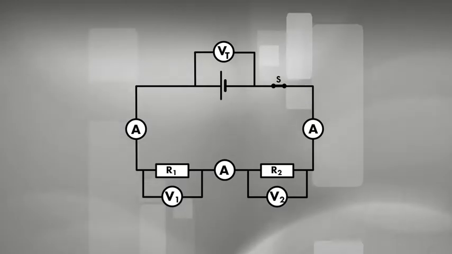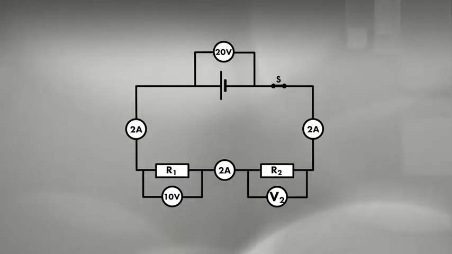When the switch is closed, the reading on the ammeter is 2 amps. That tells us that 2 amps passes through the cell, the switch, the ammeter, and the 2 resistors when the switch is closed. Voltmeter 1 reads 10 volts, and the voltmeter across the cell reads 20 volts. So what is the potential difference across the second resistor? Remember that both resistors are identical, so they have the same resistance. And they both have the same current flowing through them because they are connected in series. So each resistor must have the same potential difference across it.